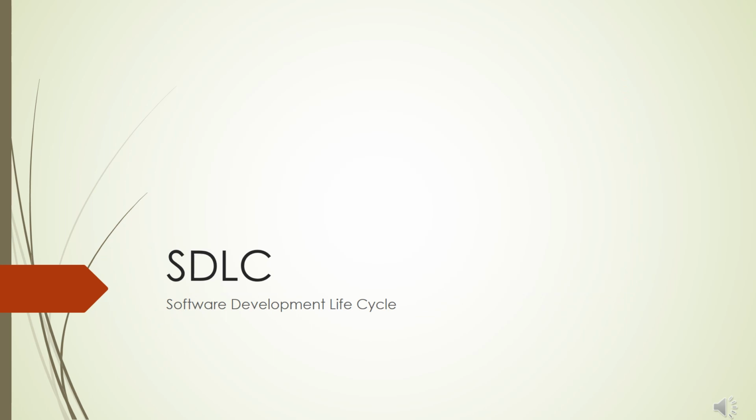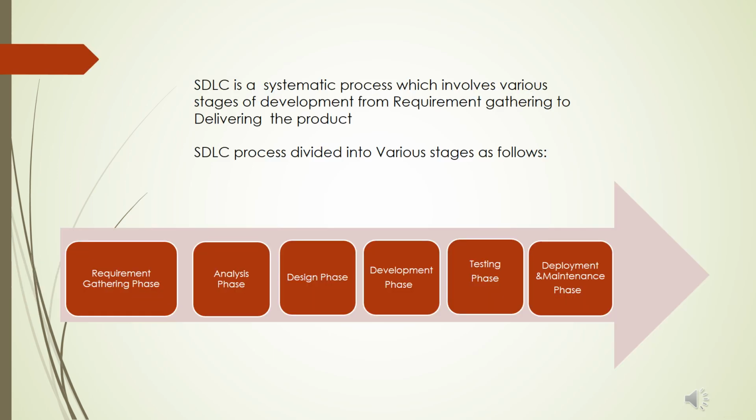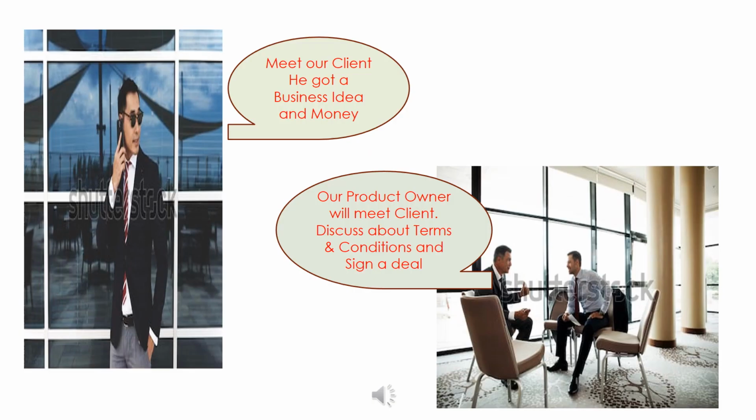Today our topic is SDLC, Software Development Lifecycle. SDLC is a systematic process which involves various stages of development from requirement gathering to delivery of the product. The SDLC process is divided into various stages as follows: requirement gathering phase, analysis phase, design phase, development phase, testing phase, deployment and maintenance phase. Let's see how it works.